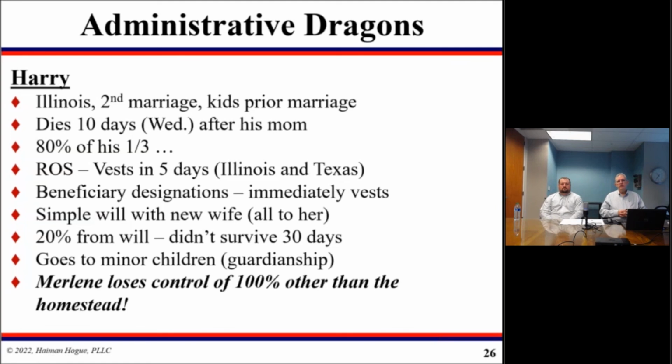Merlene loses control of 100% other than the homestead. You remember I talked about how you lose control with right of survivorship and beneficiary designations? She set up a trust to control the assets, but then pass the assets a different way. That's what I mean by control.